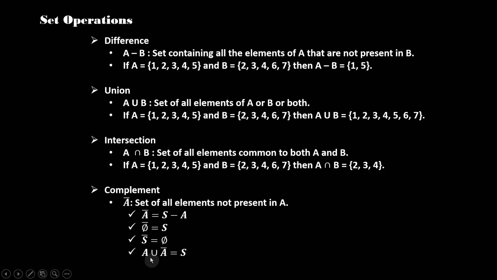And then A union A complement gives us the universal set. And the final one is A intersection the complement of A, which gives us the null set.